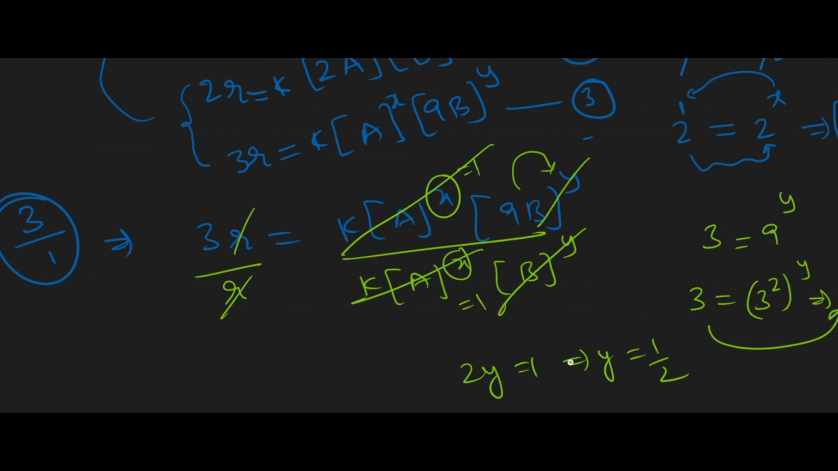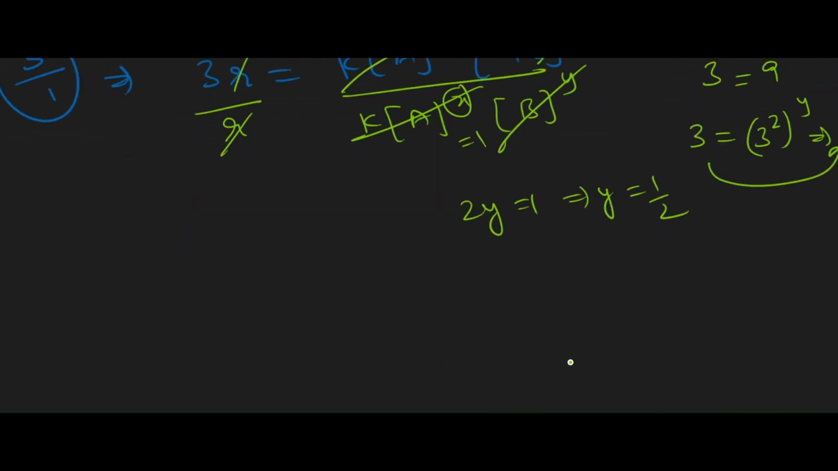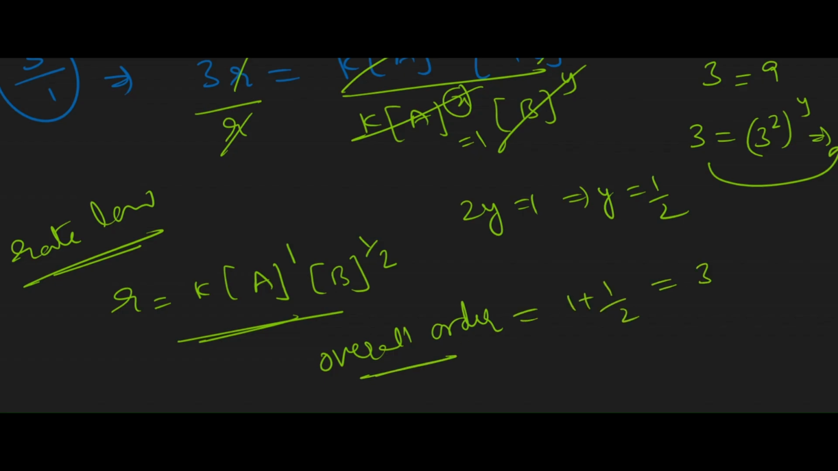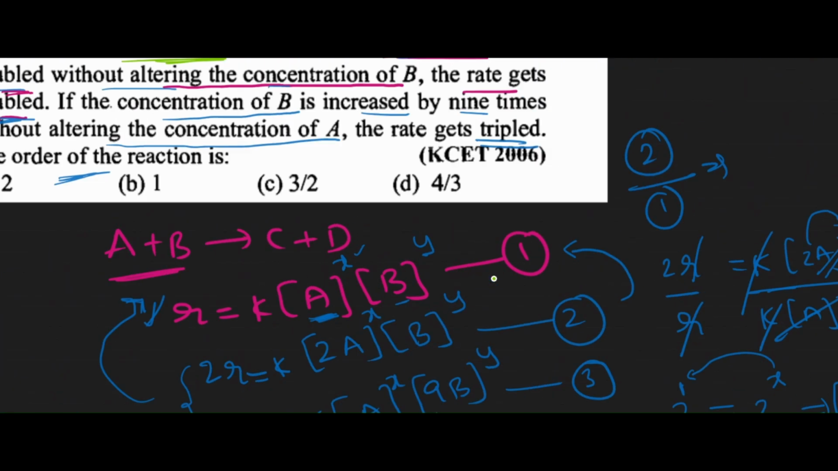Now substitute in equation 1 in order to get the overall order. So R equal to K into A power 1 into B to the power of 1 by 2. This is the rate law as per the experimental data. So the overall order of the reaction is 1 plus 1 by 2, that means 3 by 2. Now we'll check which option is the correct answer. So here the answer will be 3 by 2. Clear everyone?